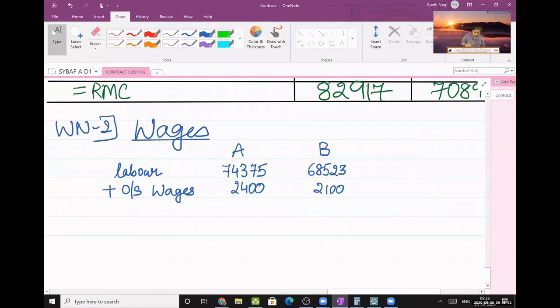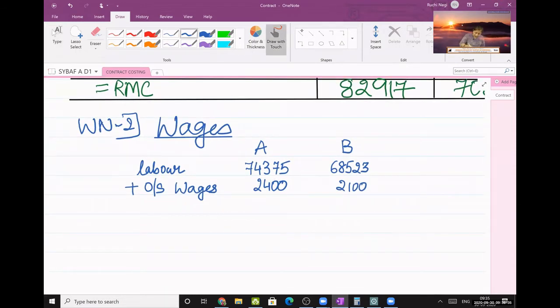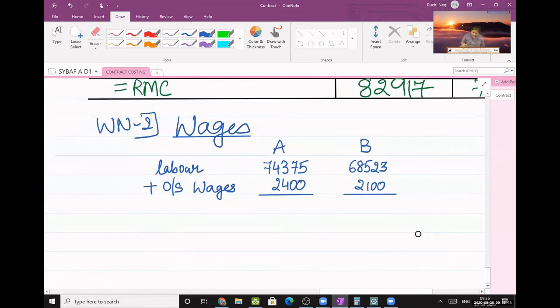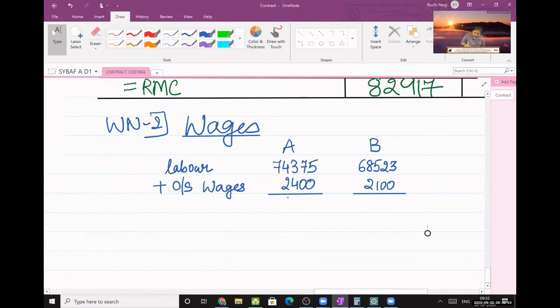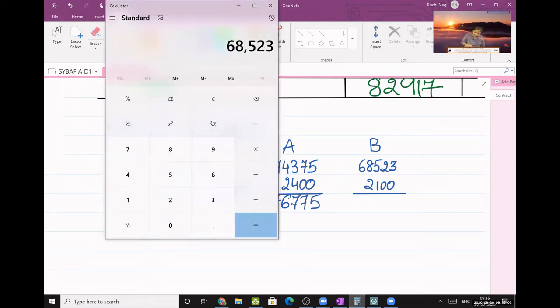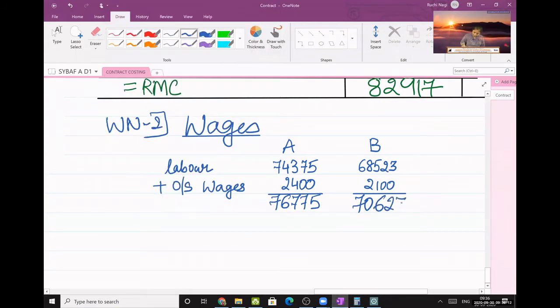Simple. 74,375 plus 2,400 is 76,775. Next, 68,523 plus 2,100 is 76,23. Write it.